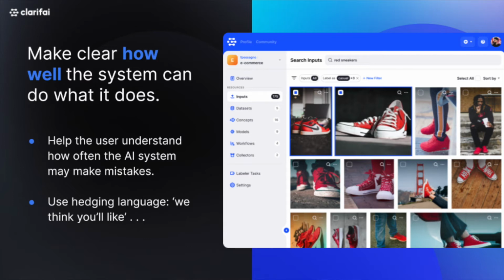And so you're going to want to get that customer experience right, you're going to want to probably add some hedging language. And one great way to do that, which is common in search worldwide, is to say something like, "We think you'll like." This tends to make sure that customers understand that it's your best guess at the end of the day.